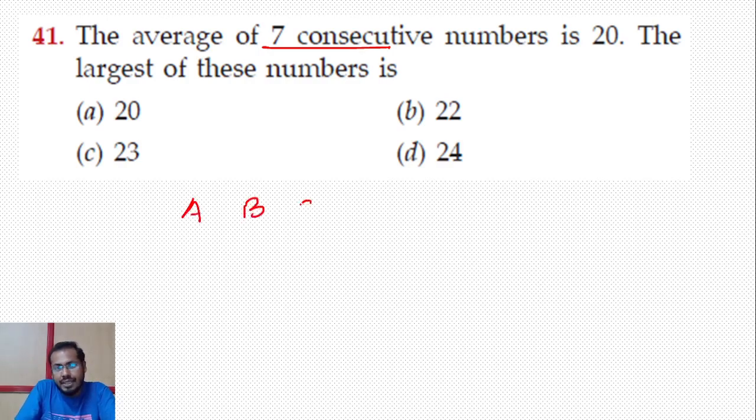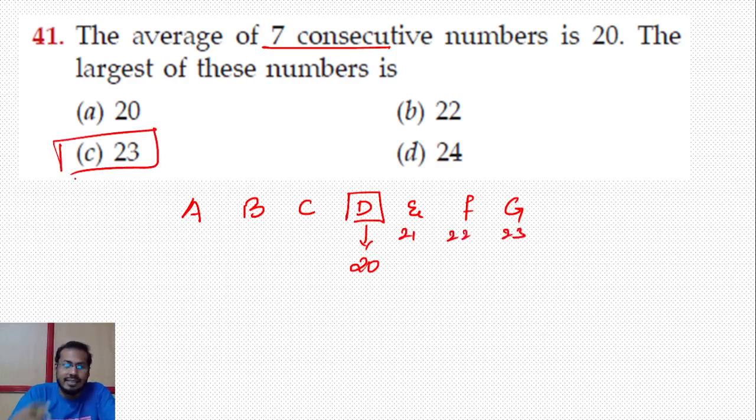A, B, C, D, E, F, G. So there are 7 numbers. For consecutive numbers, the middle number is the average. Always the middle number will be the average value for consecutive numbers. Which is the middle number here? D. So D is 20. Okay, so the largest number is 21, 22 and 23. 23 is the answer. This is how we take the answer for consecutive numbers, but don't do all these stuffs.